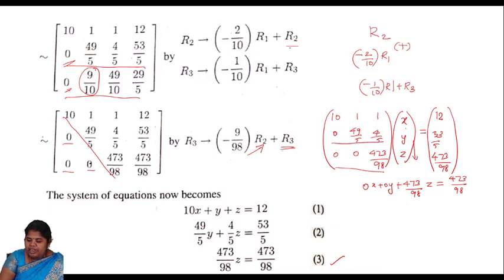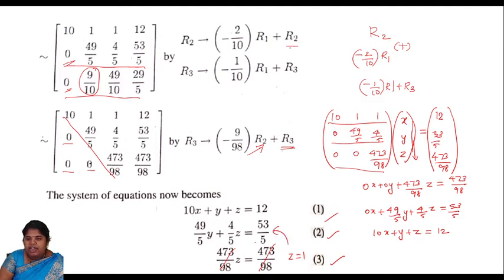Now multiply the second row with this column: 0x plus 49 by 5 y plus 4 by 5 z equal to 53 by 5 is our equation 2. Now multiply the first row with this column matrix. We get 10x plus y plus z equal to 12. This is our first equation. From equation 3, we can cancel these terms and z equal to 1. Now substitute z equal to 1 in equation 2, we get the value of y. Now substitute the values of y and z in equation 1, we get the value of x.